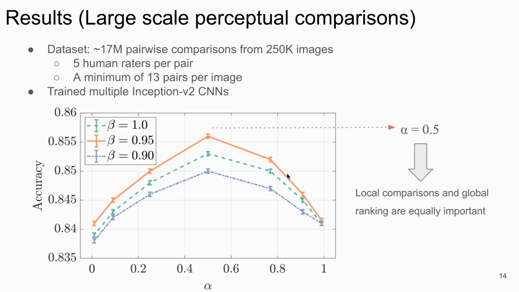As you can see from our experimentations, it seems that the optimal value for alpha is close to 0.5, meaning that both local and global comparisons are equally important in the training process. Also, the optimal value for beta seems to be 0.95. This indicates that applying some modest smoothing on the global empiricals has helped.